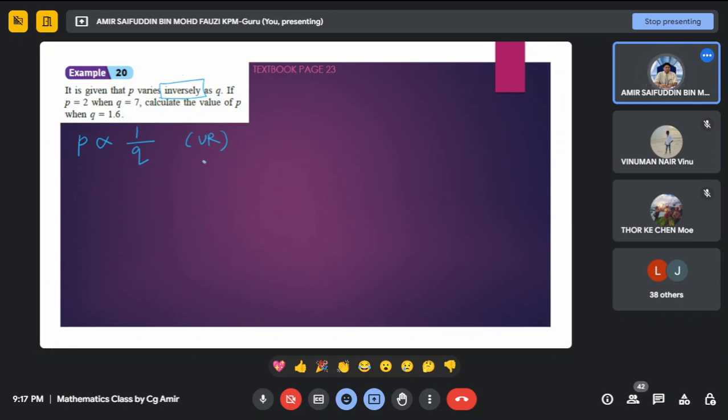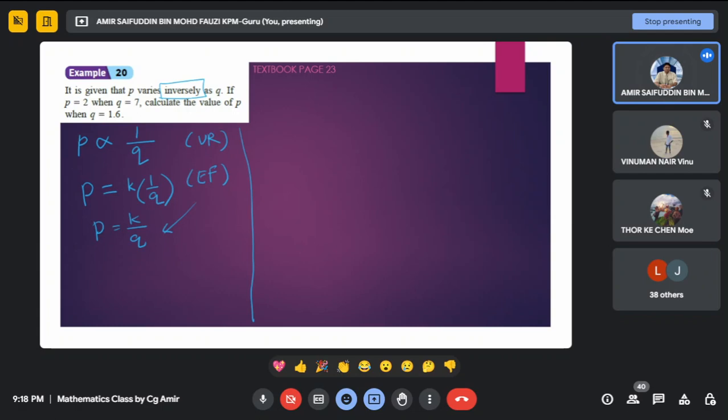Then convert into equation form. We have P, still P, change the variation symbol to an equal symbol, then add a K. K multiplied with 1 over Q, or you can write as P equals K over Q, because K multiplied with 1 is K. This is equation 4. Done, the first step.